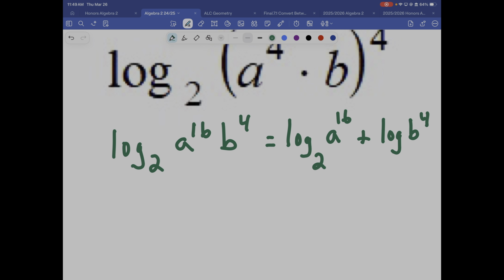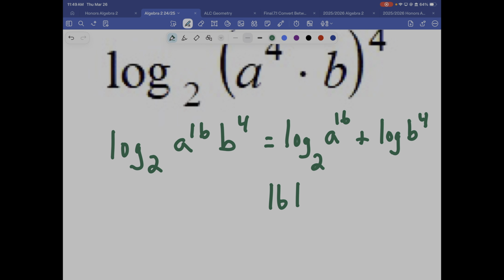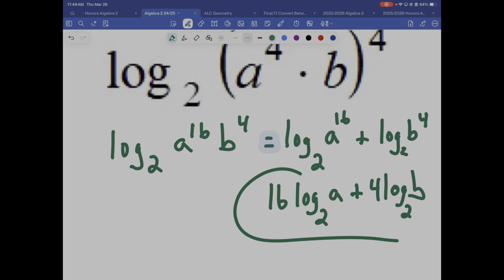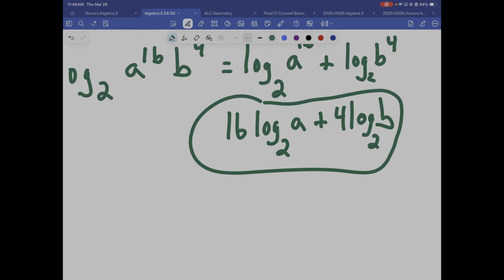Is that done? It's not done because we have our a to a power. So where does this 16 have to go? Out in front of this, right? So this becomes 16 log base 2 of a plus, what is this one going to become? 4 log base 2 of b. There's your expanded form for that one. Okay, I'll move it up so you can see it.